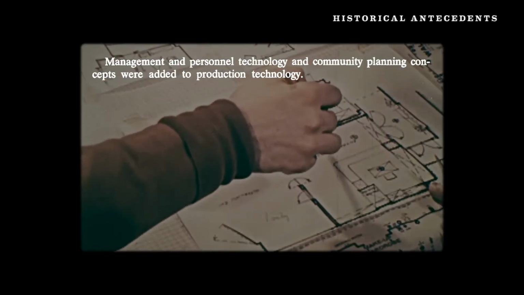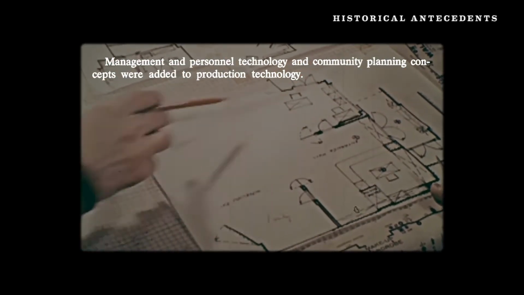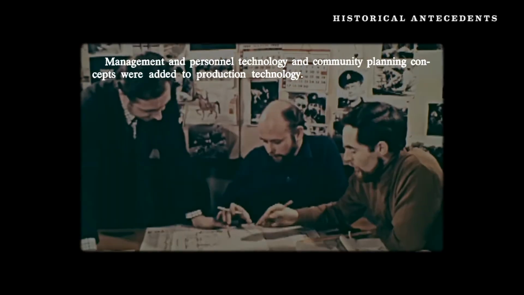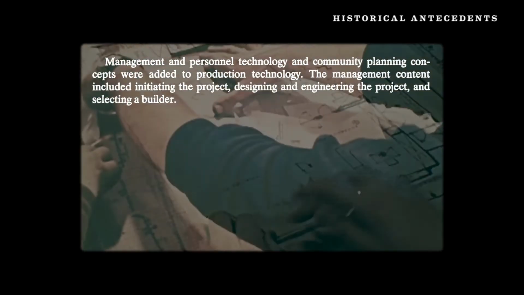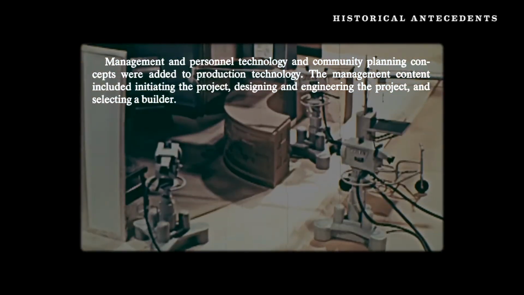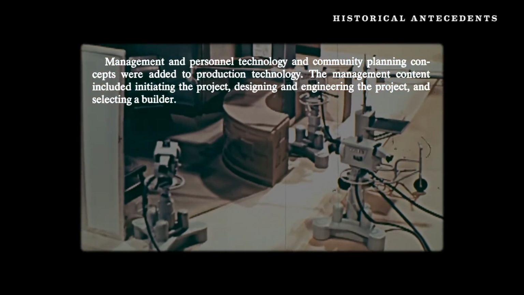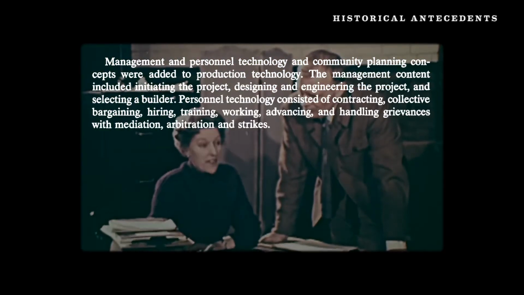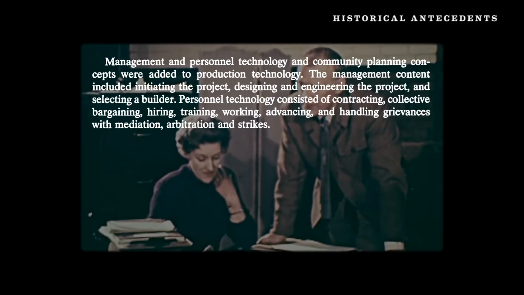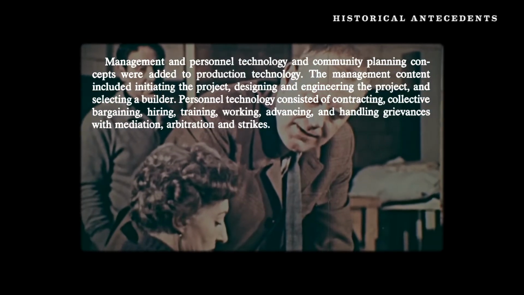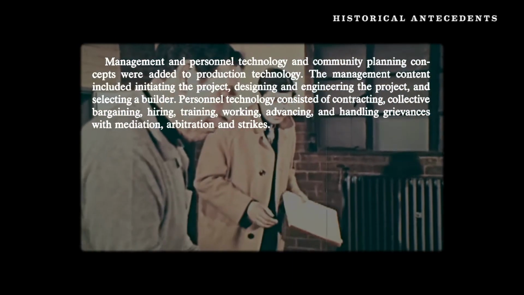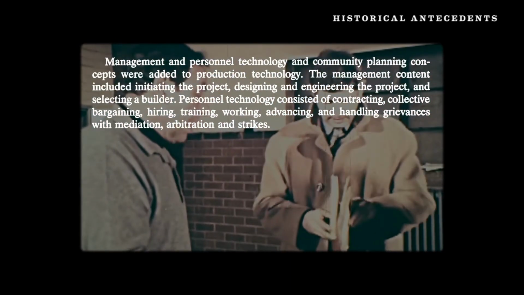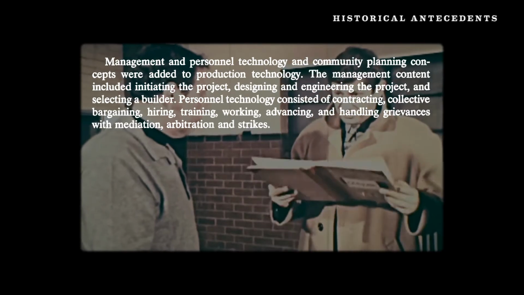Management and personnel technology and community planning concepts were added to production technology. The management content included initiating the project, designing and engineering the project, and selecting a builder. Personnel technology consisted of contracting, collective bargaining, hiring, training, working, advancing, and handling grievances with mediation, arbitration, and strikes.